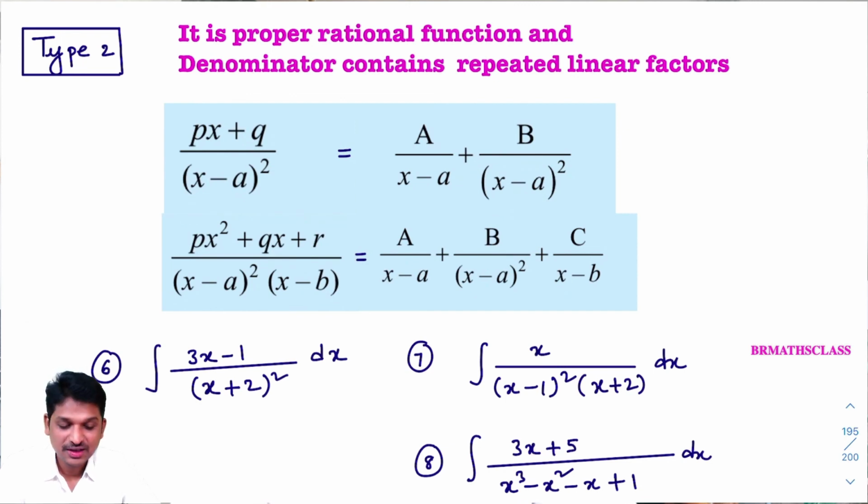Many students feel integration using partial fractions is difficult. The only difficulty they face is that they fail to identify which type of problem it is. In total, 2 types we did. In both types, the given function is a proper rational function. In type 1, the denominator contains non-repeated linear factors. In type 2, the denominator contains repeated linear factors. Type 3 is what? It is a proper rational function only. The denominator contains irreducible quadratic factors.